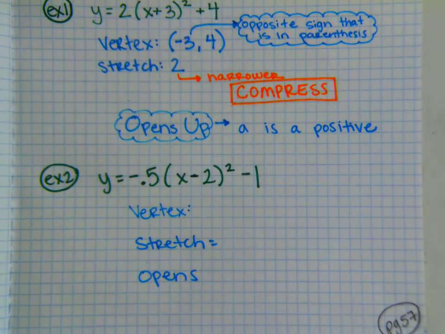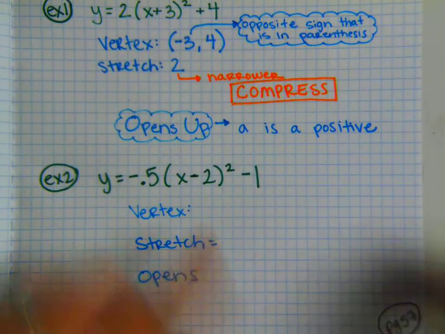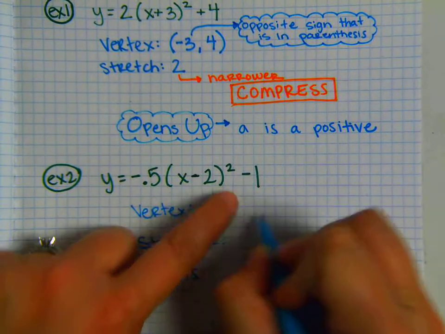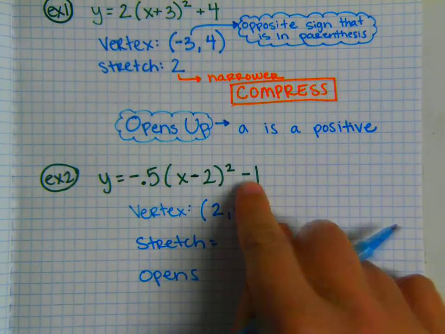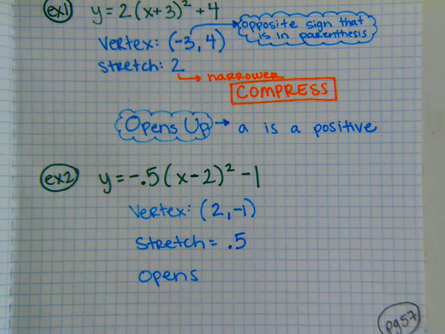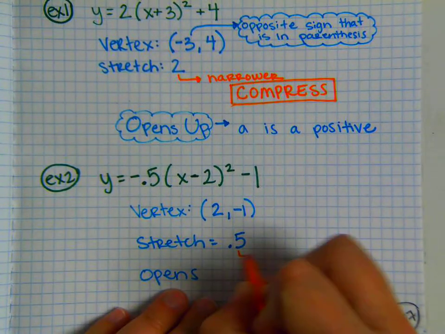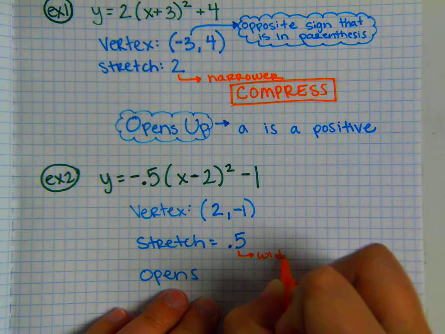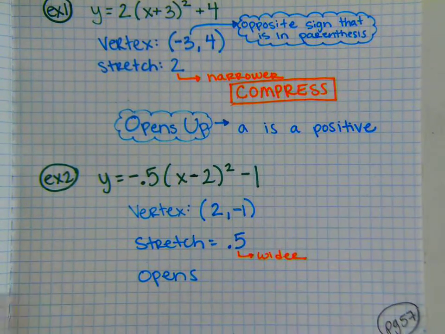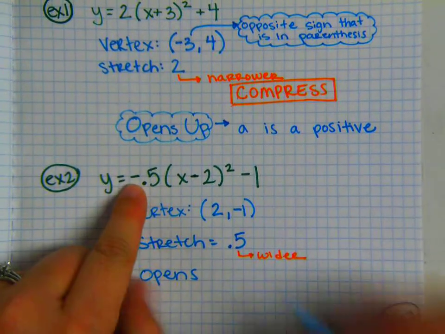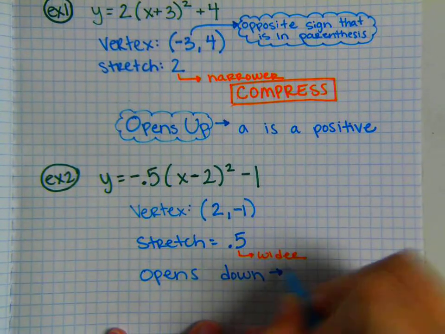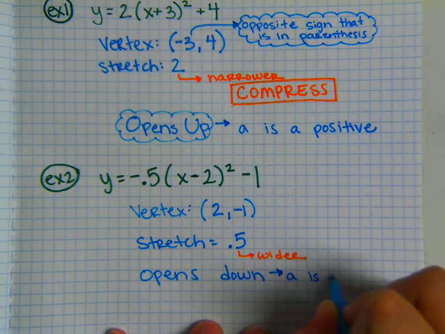Okay, so hopefully you guys finished that. The vertex, we look right here. It's going to be the opposite of what's in the parentheses, so that's 2, -1. That sign stays the same. The stretch is 0.5. Now when it's 0.5, that means it's going to be wider. Okay, it's wider than the parent graph. And because of this negative, it opens down. And let's again write down, this is because A is a negative.